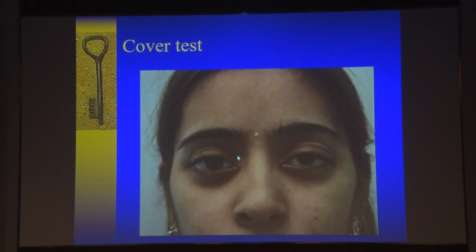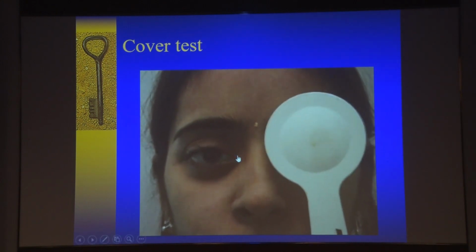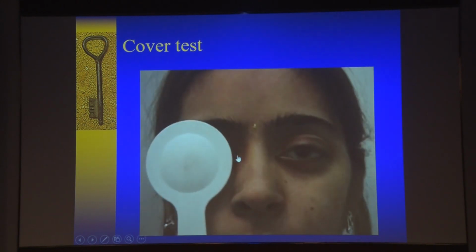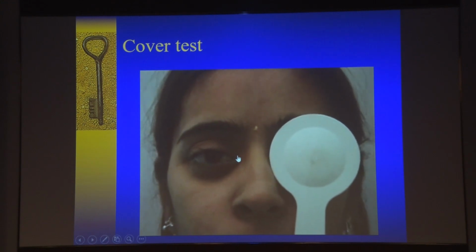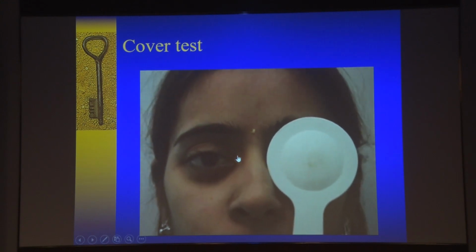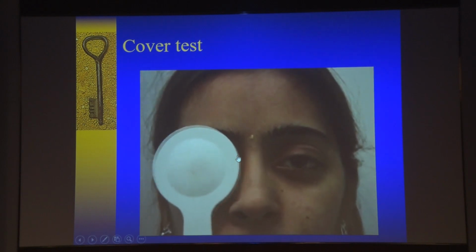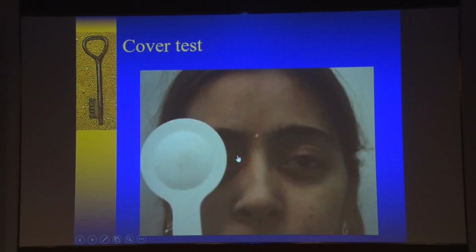So this is a cover. Looks fairly straight. You cover one eye. No movement on the uncover. Uncover. Now on uncover, you saw that. So that shows this is a phoria. Now, keep it covered for some time and then uncover. You see how that small phoria becomes such a big one. So that is measuring a full or a total squint doing an alternate cover test.